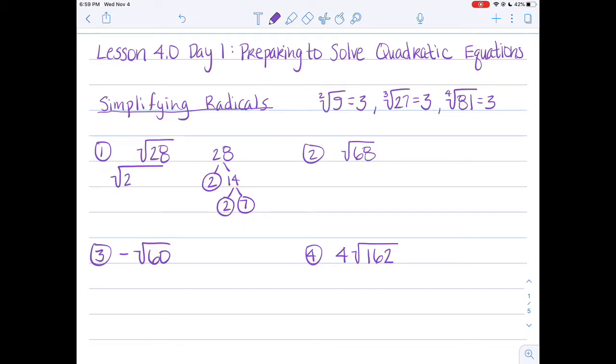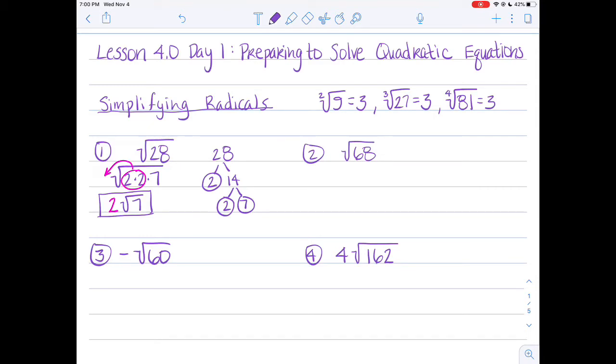So I can rewrite this as 2 times 2 times 7. And if I take a look at this 2 times 2, well, that's a perfect square. That's a 4. And if I go ahead and do the operation of taking the square root of 4, I can pull it to the outside and say that the square root of 4 is 2. And then I'll follow that up with the 7 that has to stay under the radical, but I have simplified the radical because I pulled out that hidden square or perfect square. Let's look at the second example.